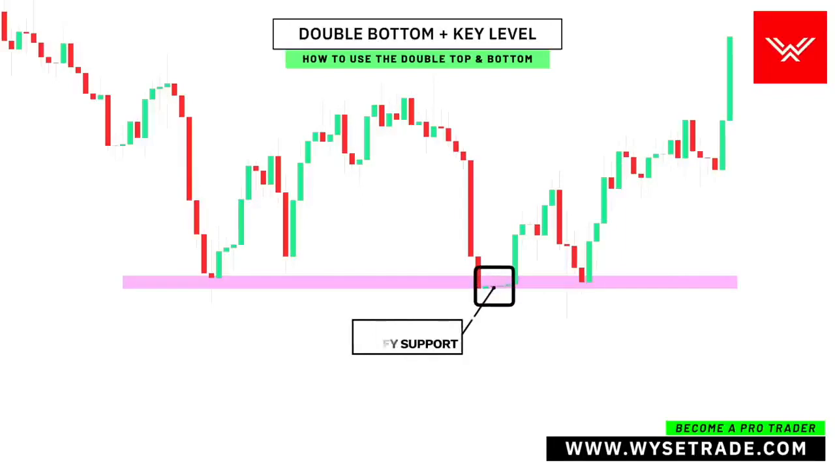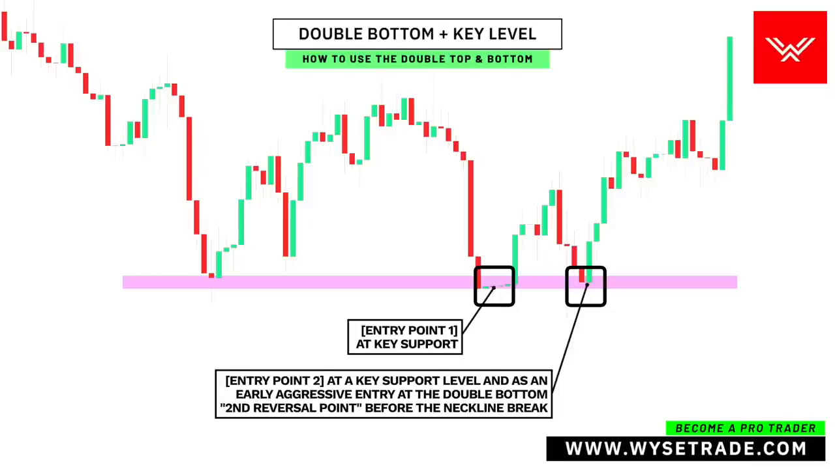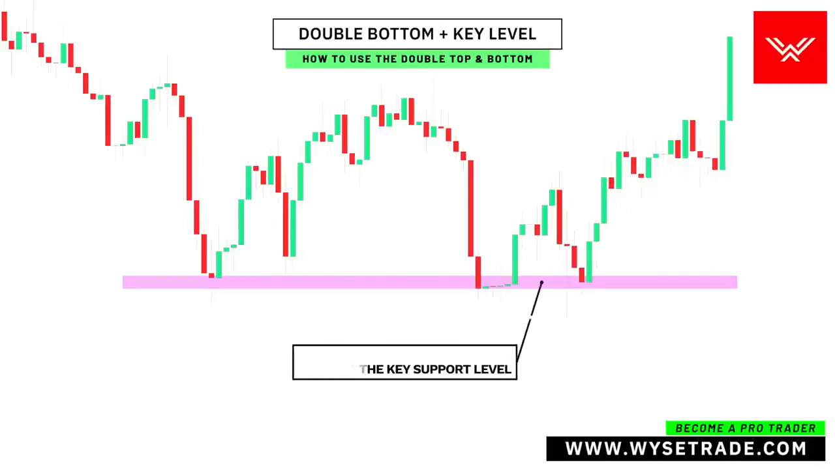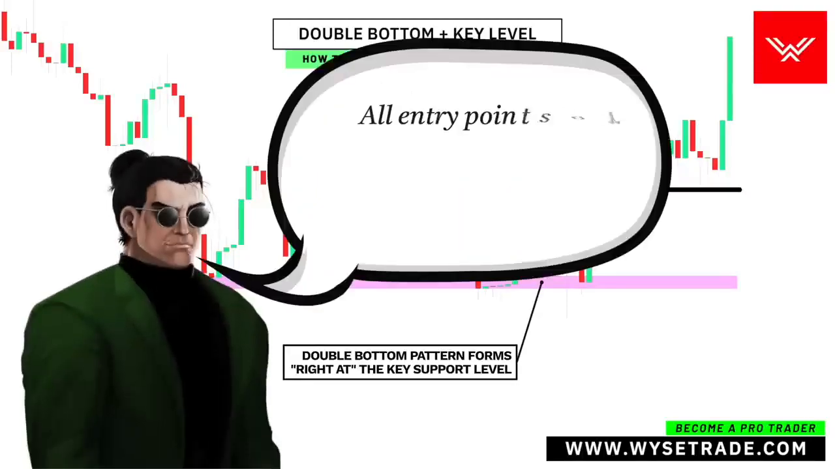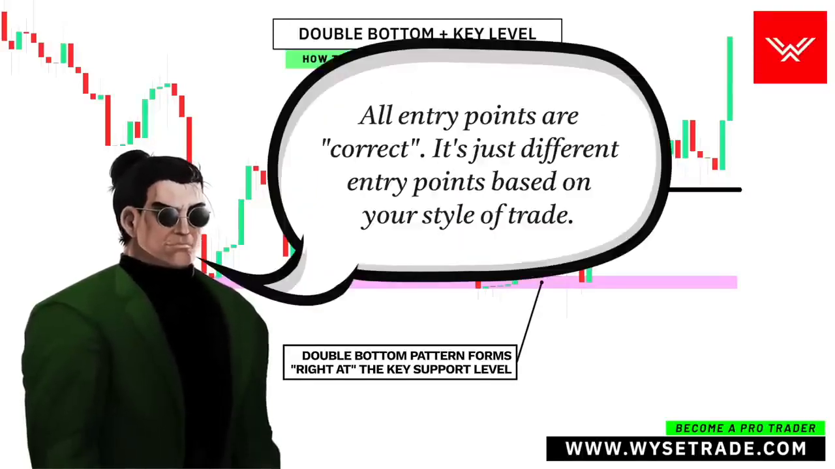Some would enter long right at this reversal point here. Some would enter long right at this second reversal point here. Others would place a trend line like this and enter on the break of it here, where pattern traders wouldn't enter until after the double bottom pattern formed and break of the neckline here. All are correct, just different entry points based on your style of trade.